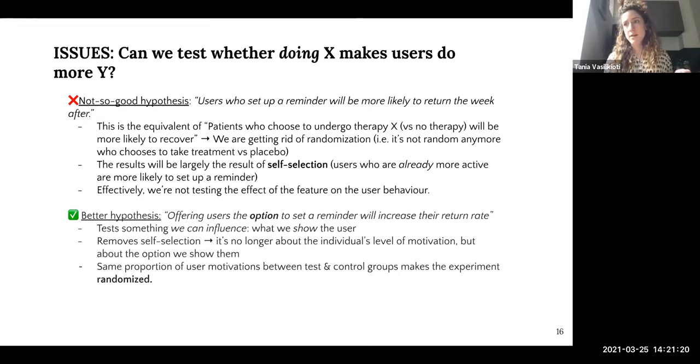And then in both groups, we will have the same proportion of users because they're randomly split, right? We will have the same proportion of users who are highly motivated and not motivated. So their motivation distribution, which we cannot measure, is assumed to be equal in the two groups. Therefore, what we are measuring is the impact that offering this option will have on their return rate. So effectively, this removes what we call the self-selection bias, which is quite important.